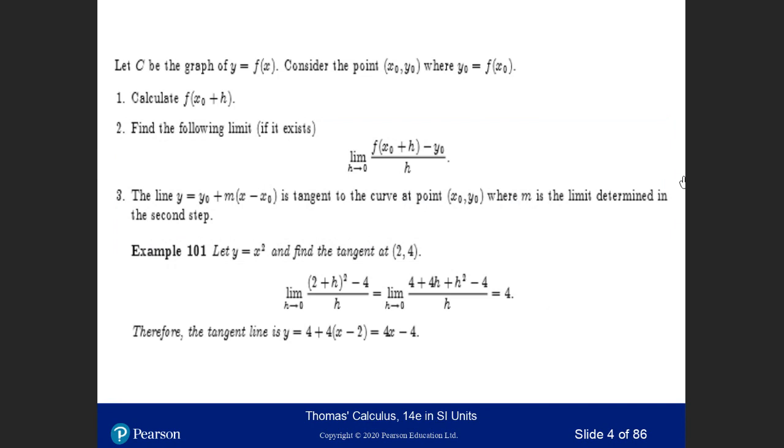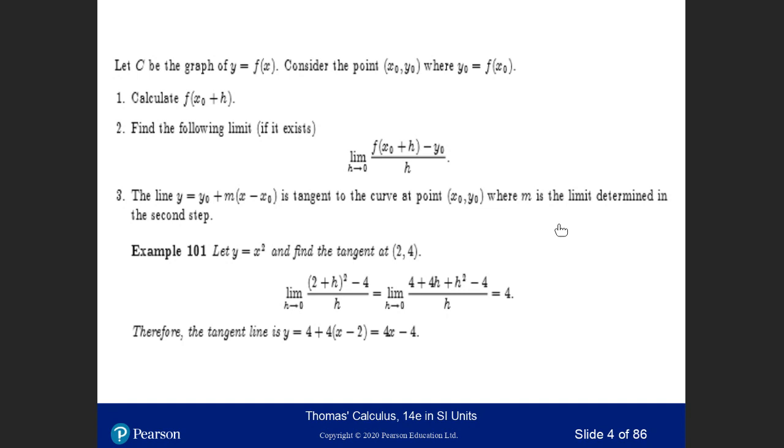Okay, so in order to calculate the slope of the curve, we calculate f of x sub 0 plus h and find this limit. Y sub 0 is f of x sub 0 here, as h goes to 0. Now the line which passes through this point and which is tangent to the curve can be written like this: y is equal to y sub 0 plus m times x minus x sub 0. M is the value of this limit. If this limit does not exist at this point, then you don't say that that's the slope of the curve.